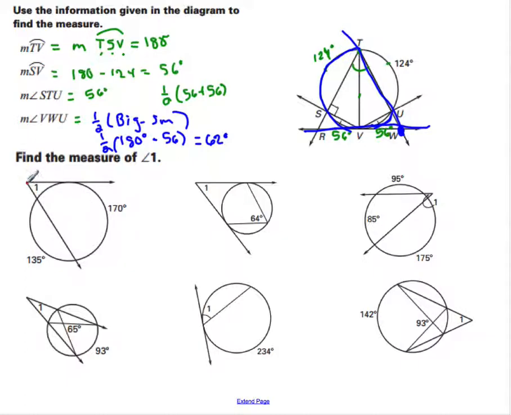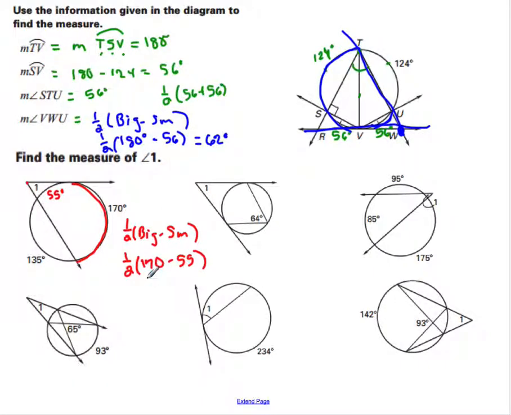We'll notice where is this angle? It's on the outside, so I'll use the 1/2, the big minus the small. The problem is here, I know the big, that's 170. I still have to find the small. So if the whole circle is 360, I'll take 360 minus 170, and then I'll also subtract 135. That would give me that this arc right here is going to be 55 degrees. So I'll say 1/2 of 170 minus 55. 170 minus 55 gives me 115. When I divide that by 2, I should get 67.